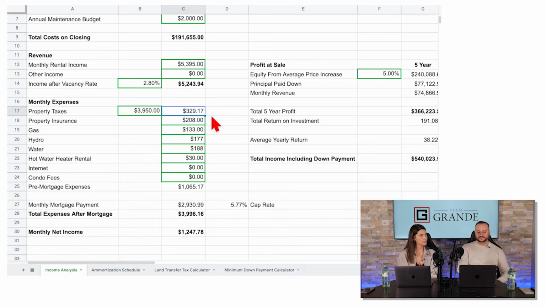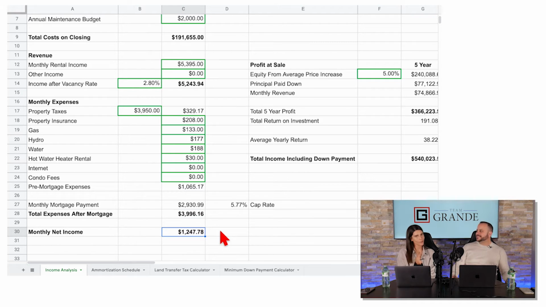And then you have your monthly expenses. So the very standard property tax, property insurance, gas, hydro, water, and don't forget if you're in a condo, you have condo fees. For this one, and what they provided, we're sitting around $1,065.17. That'll bring your monthly mortgage payment of $2,930 to a total expenses of $3,996, so about $4,000. Your income is $5,400, your expenses are $4,000, so your cash flow is $1,250 a month.